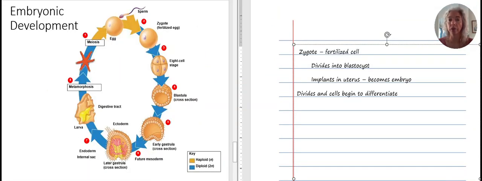While the zygote is traveling down in the oviduct to the uterus, cells begin dividing through mitosis and become a blastocyst. You can see that here the sperm and the egg are going to fuse. Here's your zygote, the fertilized egg, and then it begins to divide and becomes this blastocyst, which is kind of just a ball of cells.